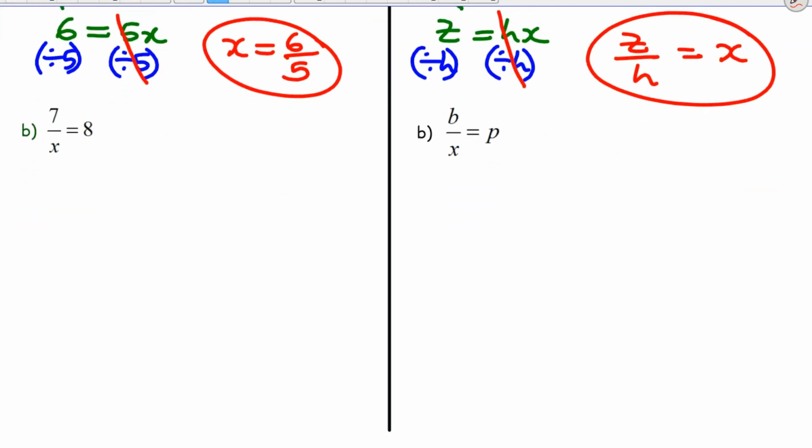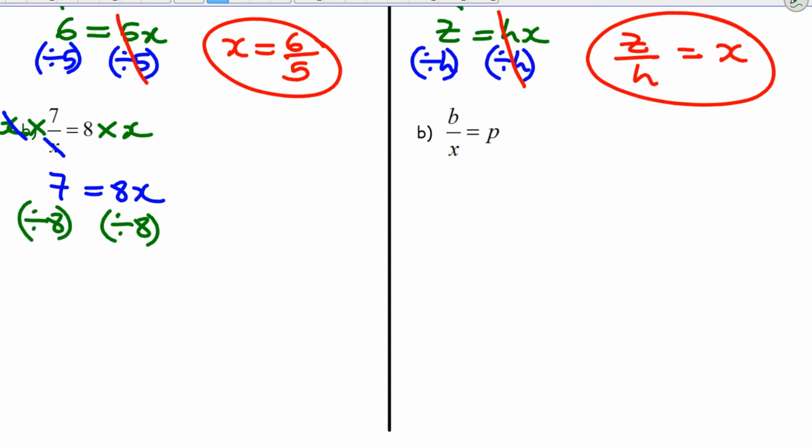Okay. Next question. Same process. You start by multiplying by x. X and x cancel. So 7 is equal to 8x. The next step is dividing by 8 because you want x by itself. 8 divided by 8 is 1. So x will be equal to 7 over 8.